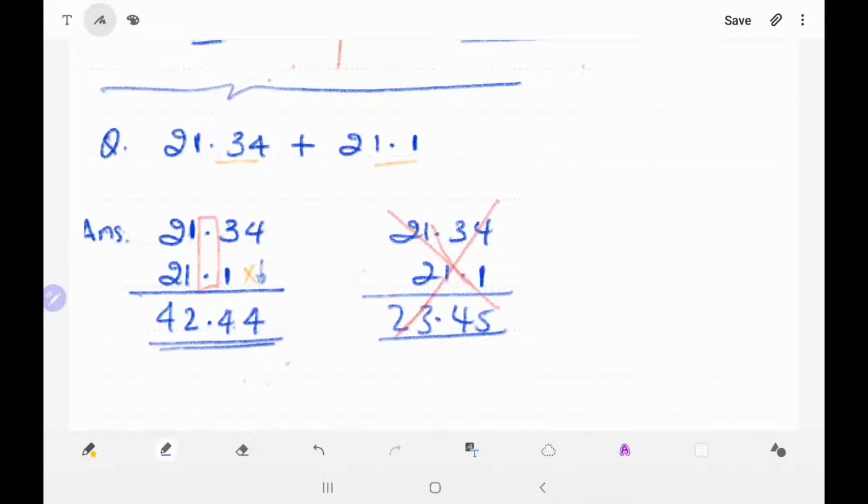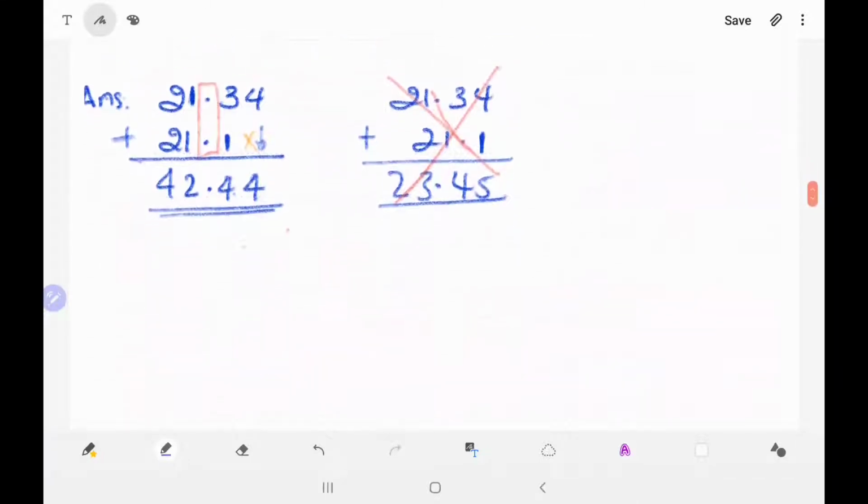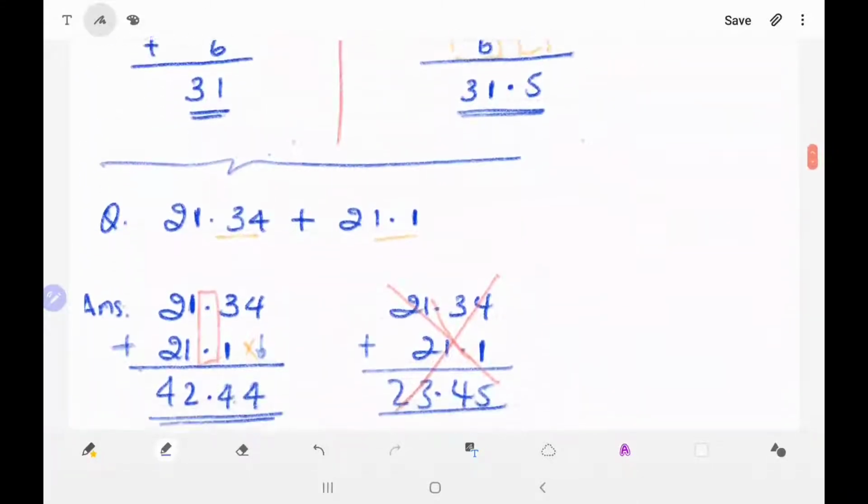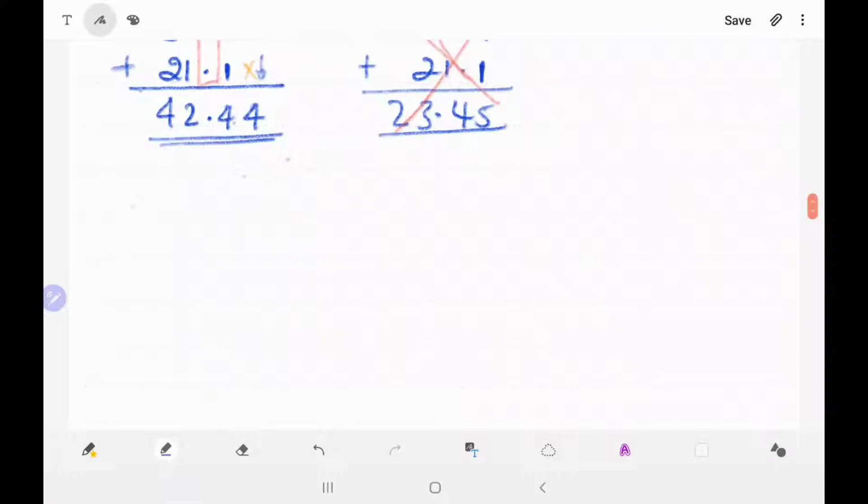Same question, and we did addition on both of them, but because we put the dot in the wrong place, it gives us a completely wrong answer. So Josie, you have to make sure you understand this very carefully. How about this now, Josie?